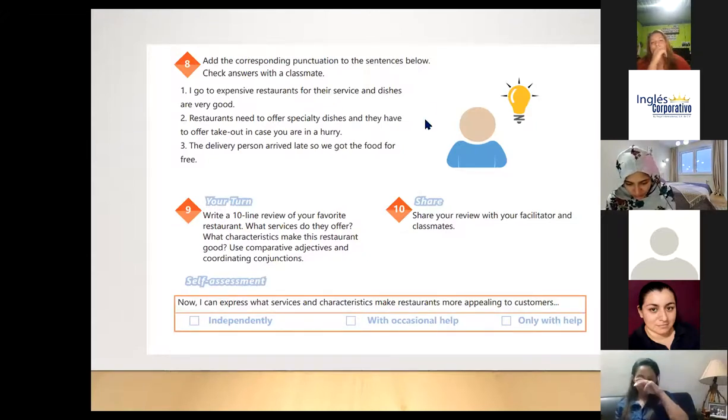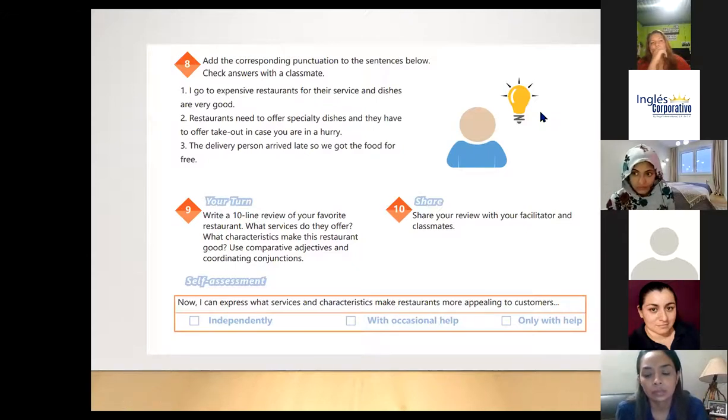That's like Pizza Hut, right? 30 minutes or it's free. Now, what you're going to do right now is write down a 10-line review, so have your notebook ready, or if you want to do it on the computer, that's okay. What services do you offer? Do they offer them right in the restaurant? What characteristics make this restaurant good? Use comparative adjectives and coordinating conjunctions, okay?